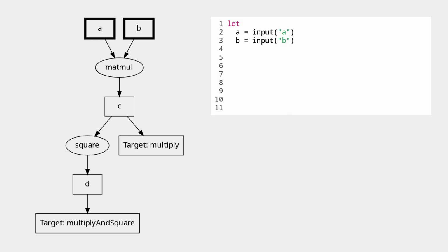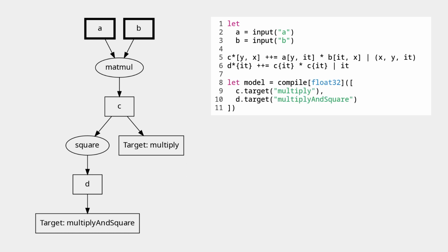First, we define the input tensors A and B. Then we specify how to compute the tensors C and D based on the inputs. This is done by simply specifying the kernels we discussed before. And finally, we specify the target tensors and compile the resulting computation graph to a model.